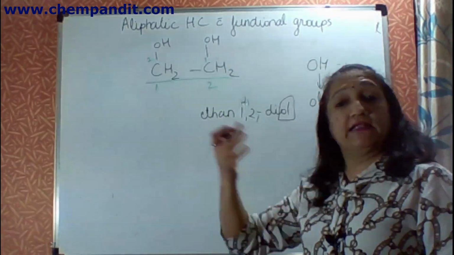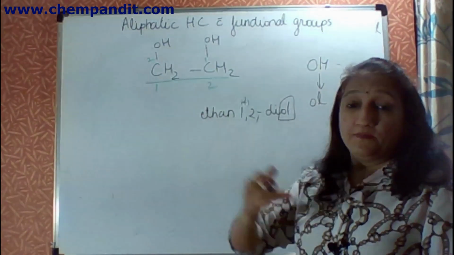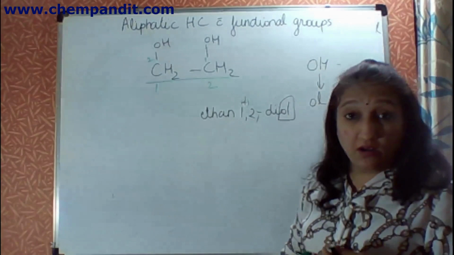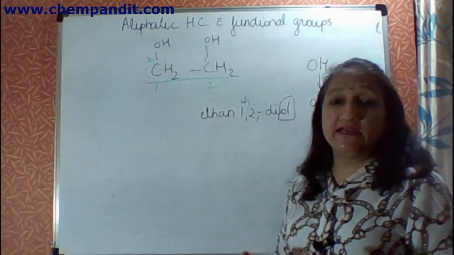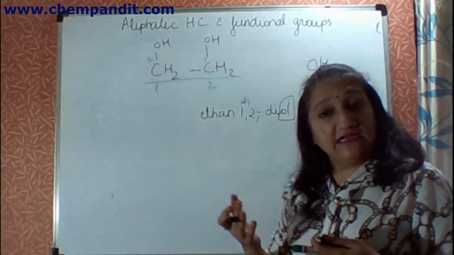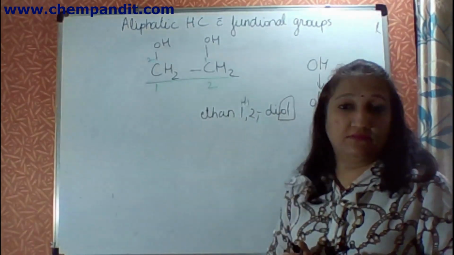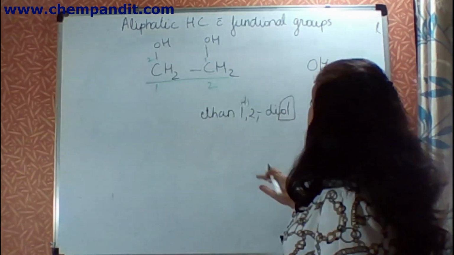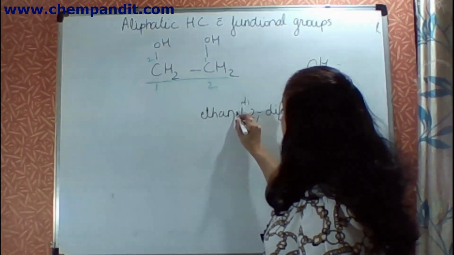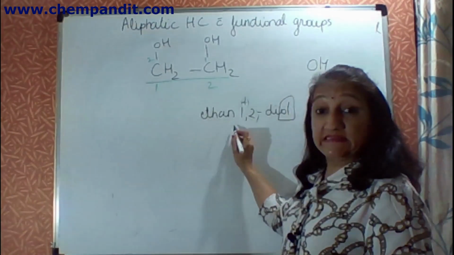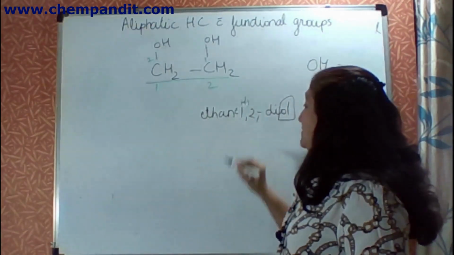If I am saying ethanediol, propanol, butanol, methanol, it is very easy to identify that it is an alcohol, right? So why I haven't written it as ethane? Why E?